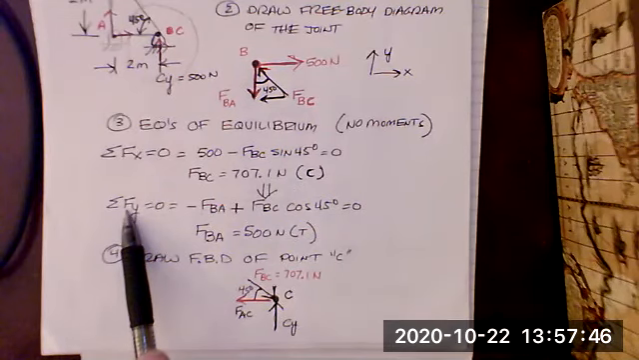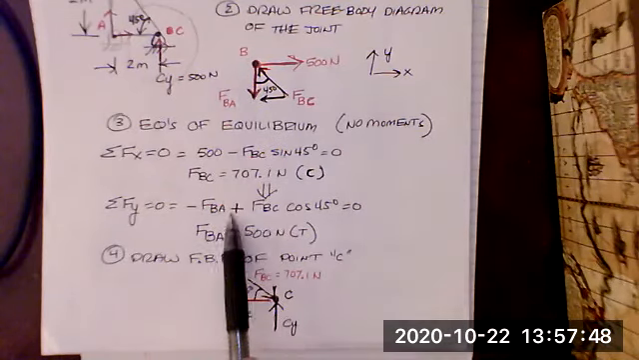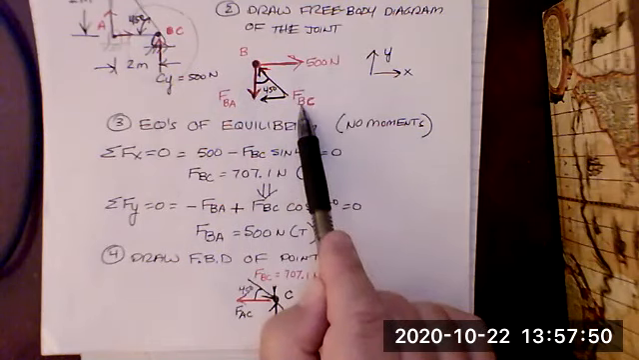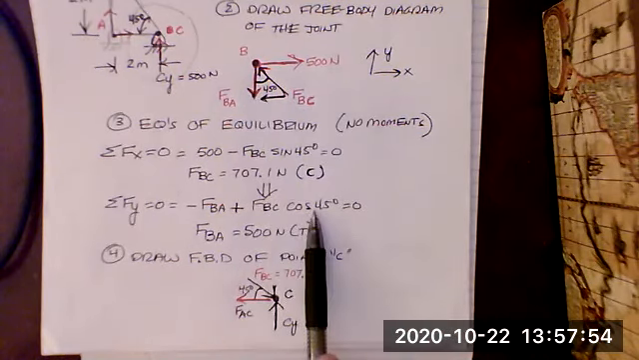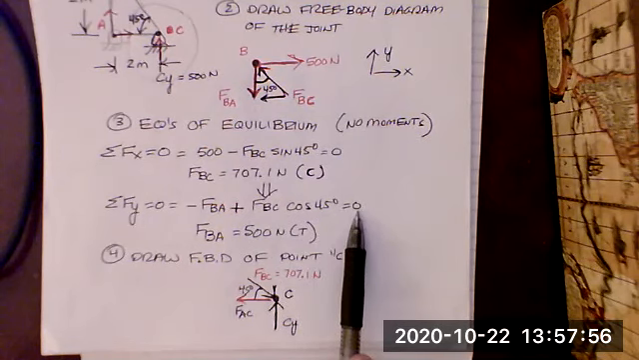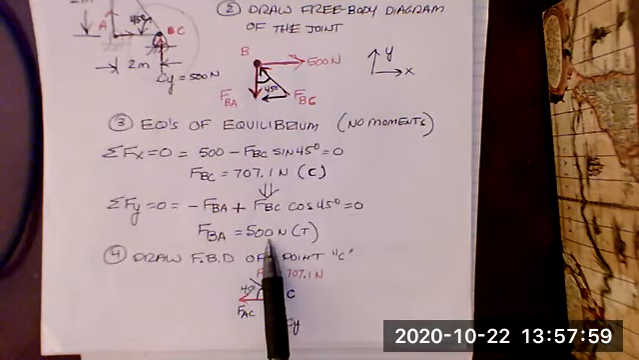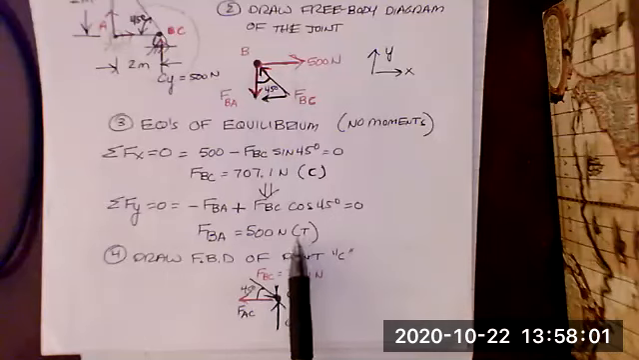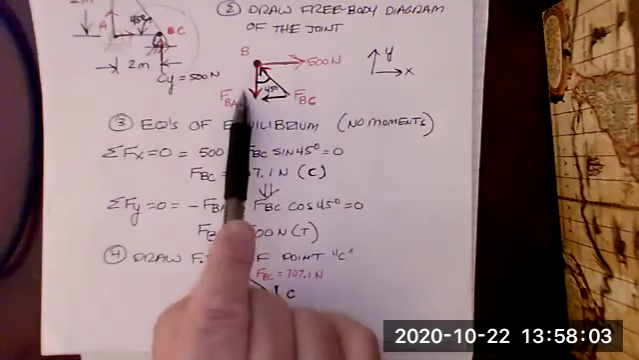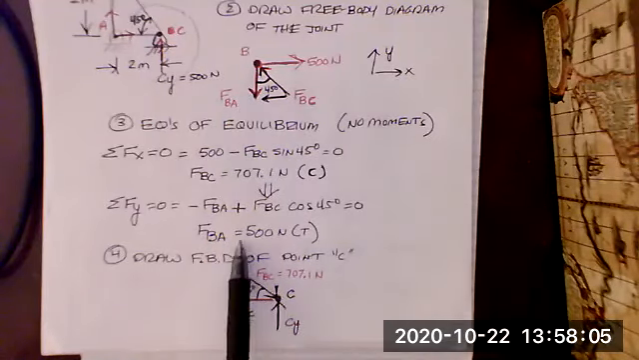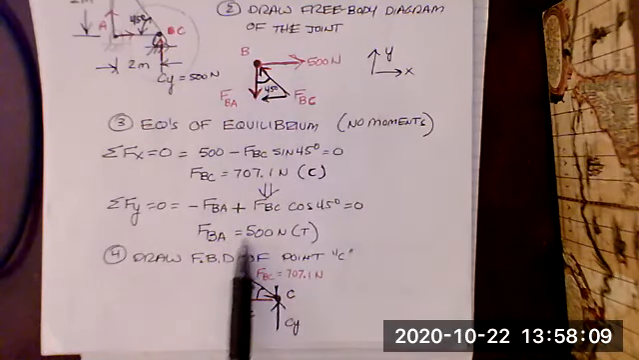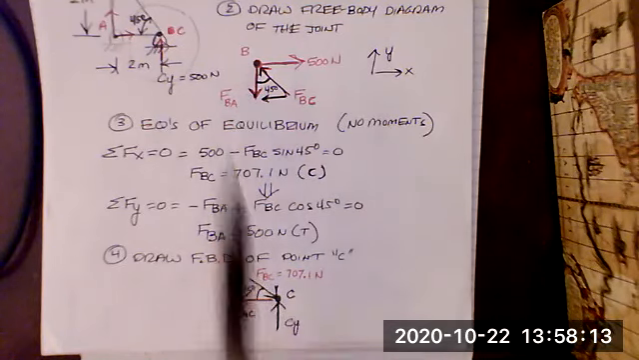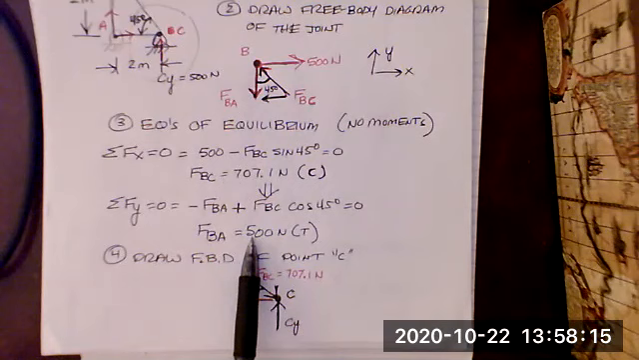Then we did the sum of the forces in Y: minus FBA plus FBC cosine 45, the vertical component, equals 0. FBA is equal to 500 newtons in tension. I assumed tension, and when I got a positive result, it confirmed my assumption. If I got a negative here, that would indicate that direction was wrong. But I got a positive result.